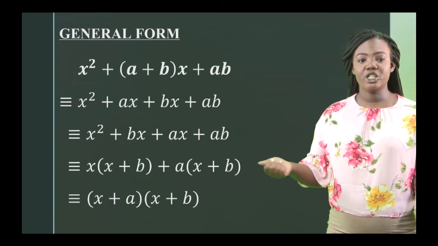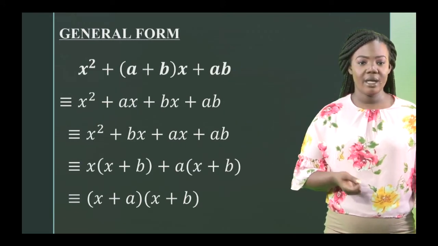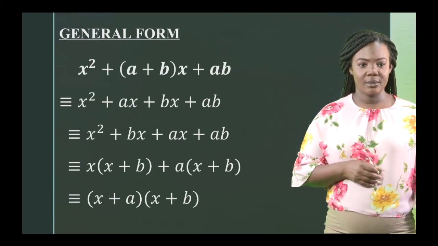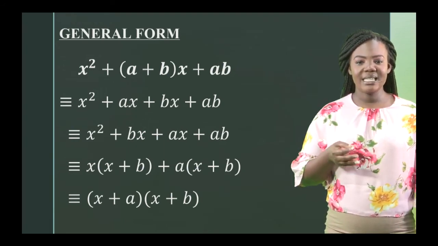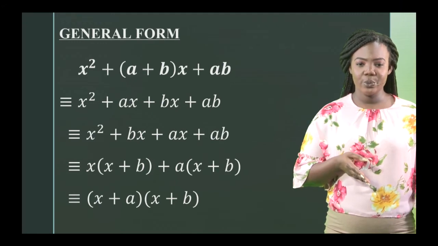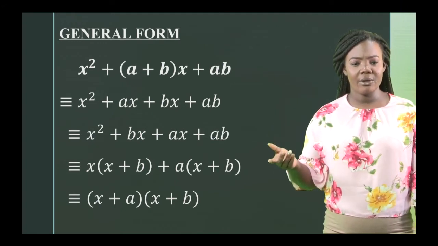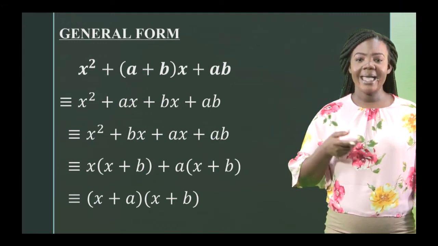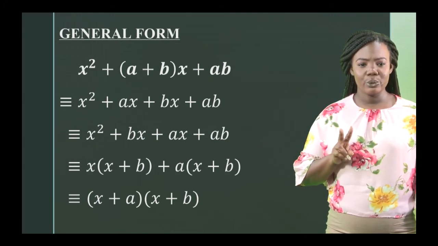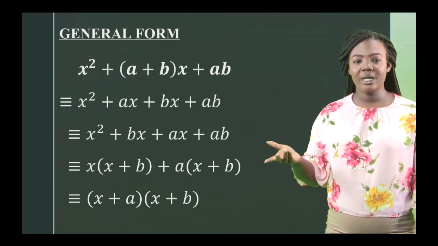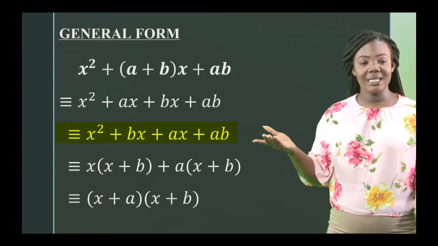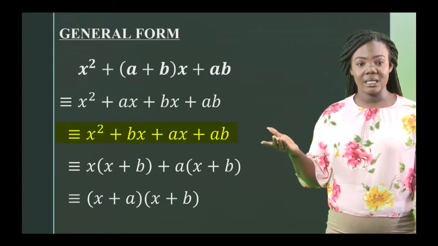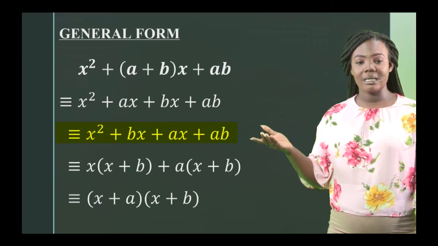So here you're going to see the general representation of a quadratic expression. Now if you're going to factorize a quadratic expression, it is similar to the factorization we were looking at in the earlier parts of this lesson, except you need to do it two times. Now when you look here, let's look from this step right here. From this step here, we see that x squared plus bx plus ax plus ab.